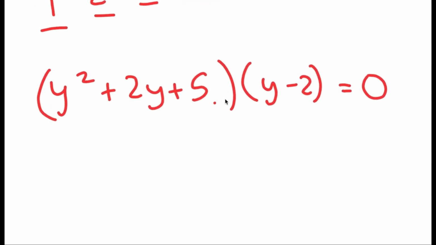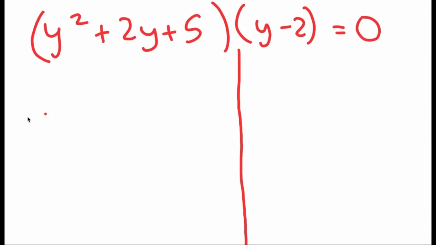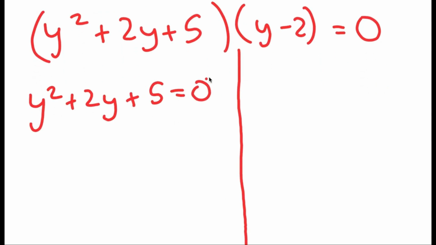So this is my equation, and I'm going to divide this into two equations. Y squared plus 2y plus 5 is equal to 0, and y minus 2 is equal to 0.